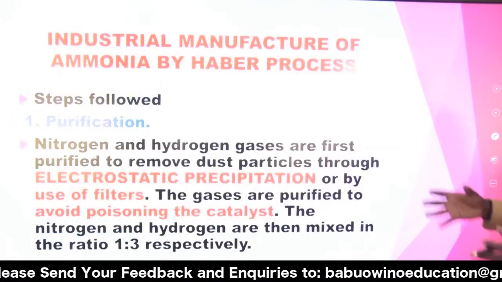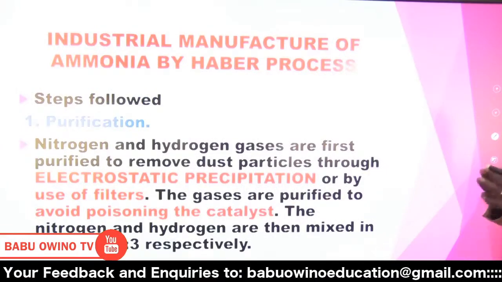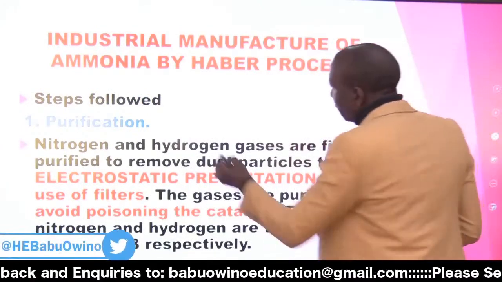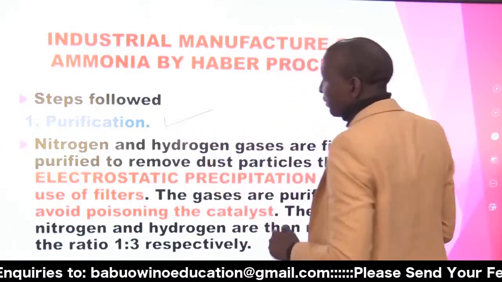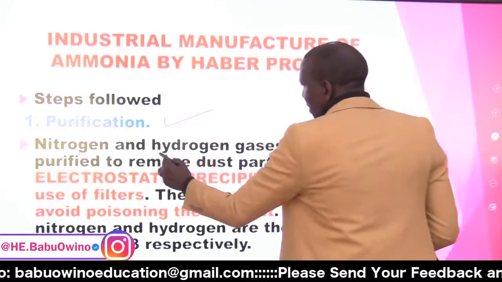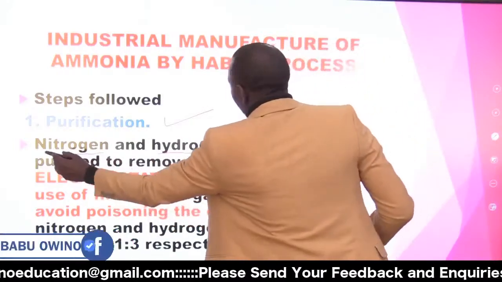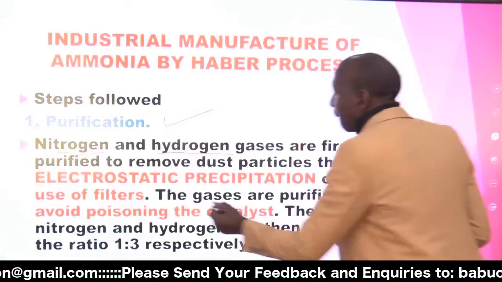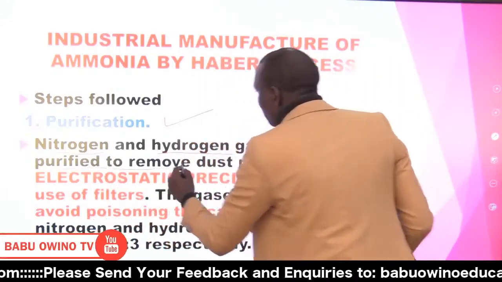So we look at the industrial manufacture of ammonia by the Haber process, and we're looking at the first step. The first step, as I said, is purification. The nitrogen and hydrogen are first purified to remove impurities.